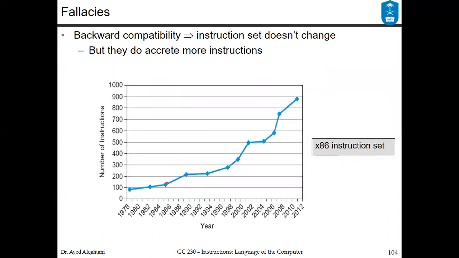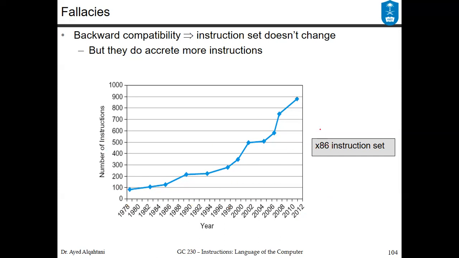Now, here are some fallacies. You think that backward compatibility means that the instruction set doesn't change. So let's see in x86. Since 1978 up to 2012, if we looked at the number of different instructions, meaning like we have add and add immediate, sub and sub immediate, and things like this, and you keep counting them, in 78, they were a little bit shy of 100. In 2012, the jump is up to a little bit shy of 900. So from 100 to 900.